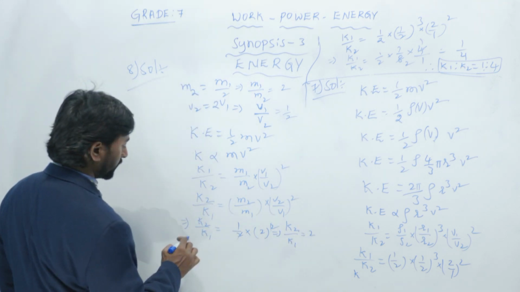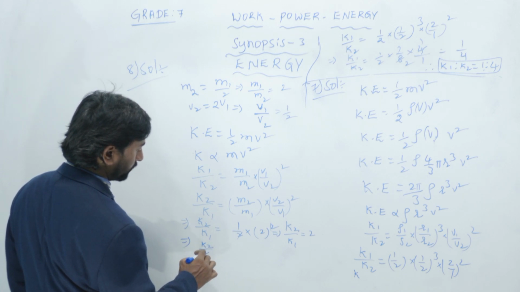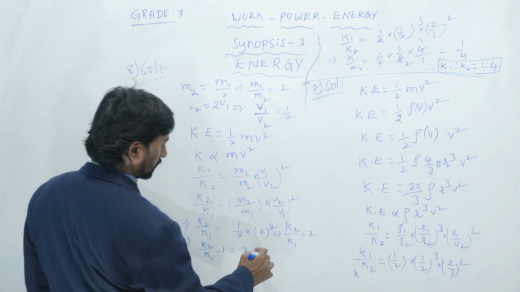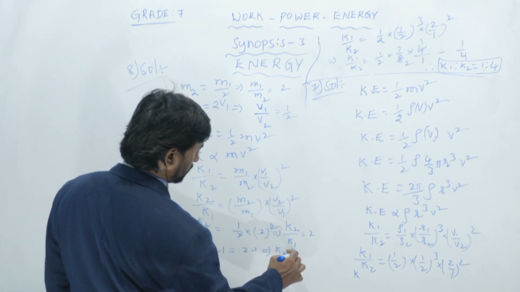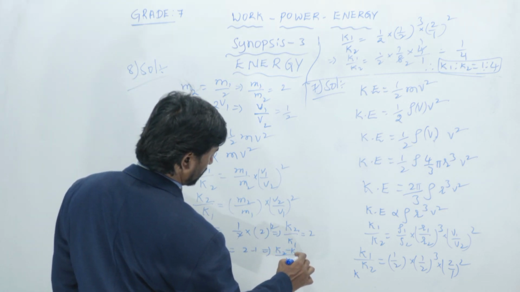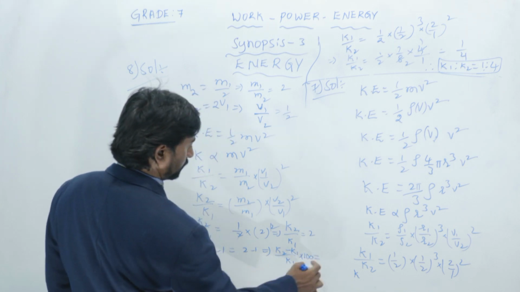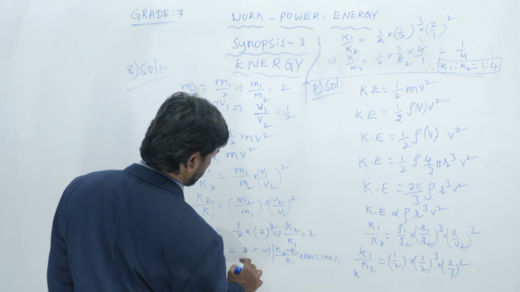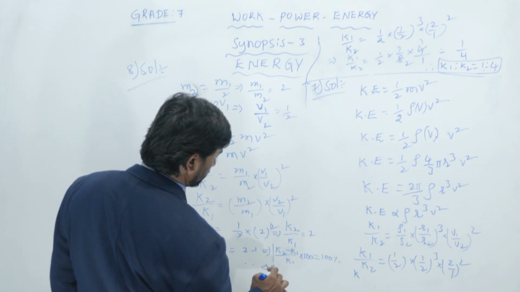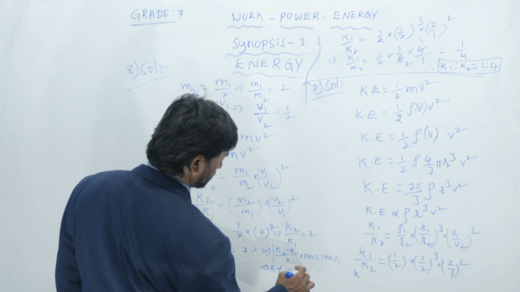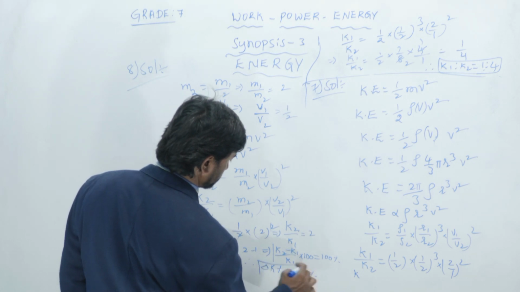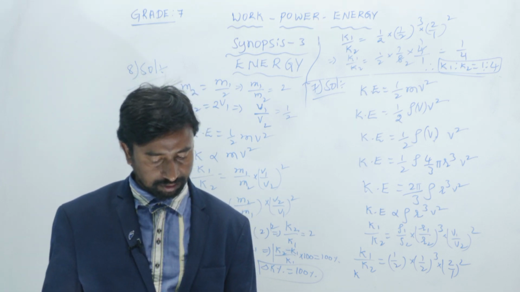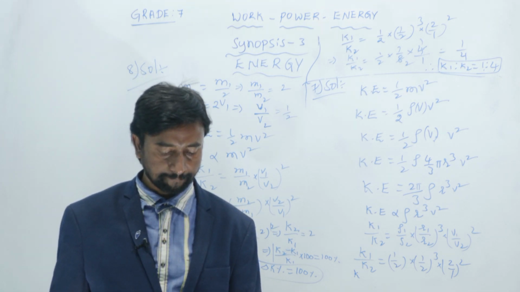So now they are asking the percentage increase. So k2 by k1 minus 1 is equal to 2 minus 1. So that means delta k by k1 into 100, here 1 will be there, it is 100%. Therefore the percentage of delta KE is increased by 100%. It is increased by 100%. So the fourth option is correct.